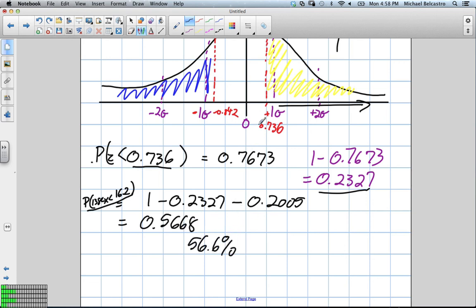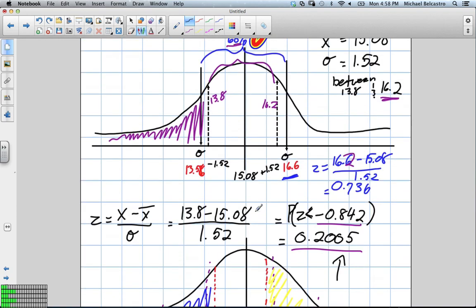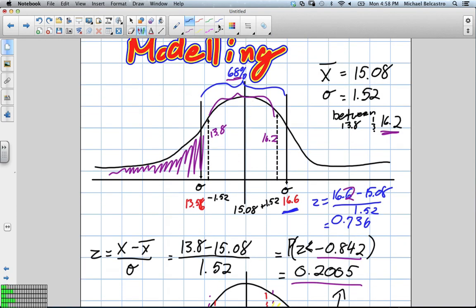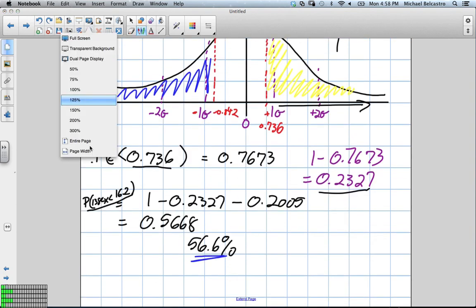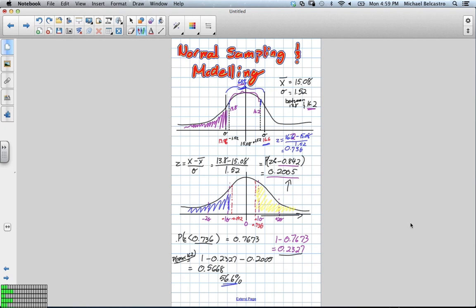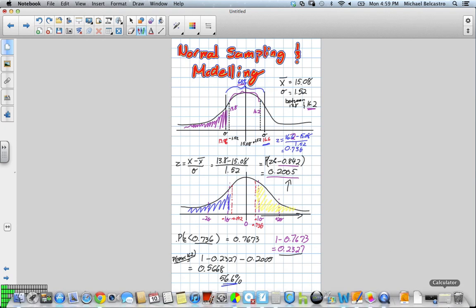So in other words, 56.6%, which makes sense because if you look way back up here, remember, we knew we were going to be less than 68%, but because of where these bars are, not much less than 68%. So 56% is a logical probability of going in between those two.